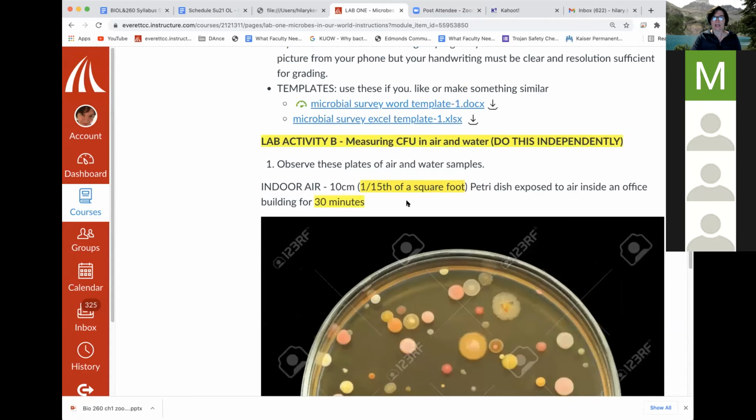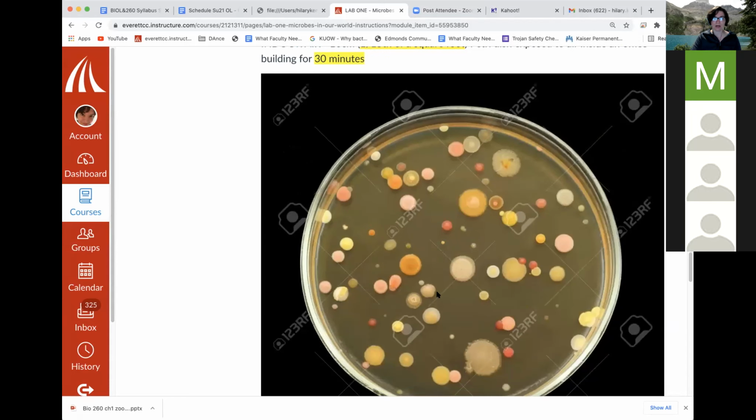Now, you're going to be looking at a picture of a plate that was taken by exposing indoor air. And that's where all these different things landed. All these little brown things are one bacterial or fungal cell landing on here and then growing and growing until it formed a mound. But this colony is from one original cell. So each of these round circles is one CFU. So you're going to count them.